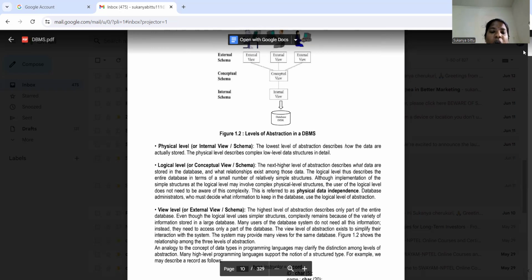So what is the physical level? The lowest level of abstraction describes how the data are actually stored, and the logical level is the next higher level of abstraction. It describes what data are stored in the database and what relationships exist among those data. And the view level, external view, the highest level of abstraction, describes only part of the entire database.